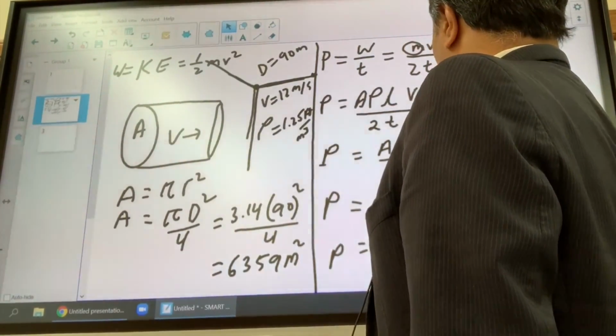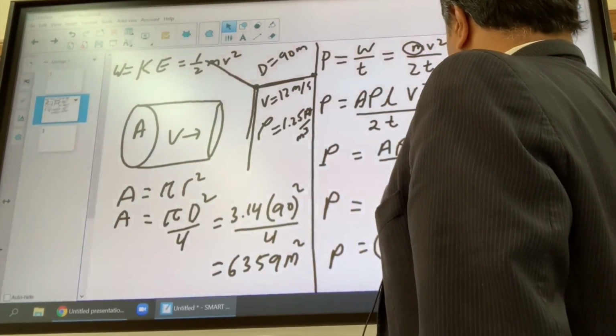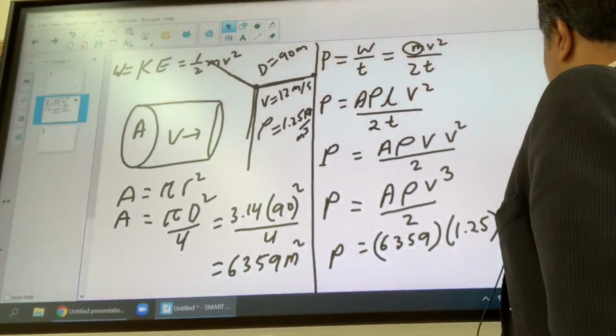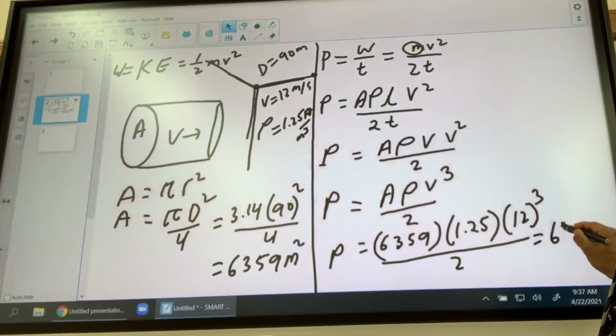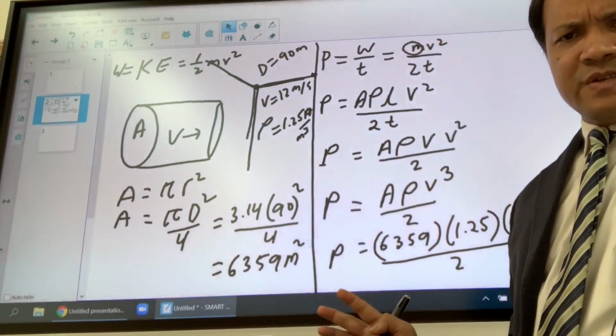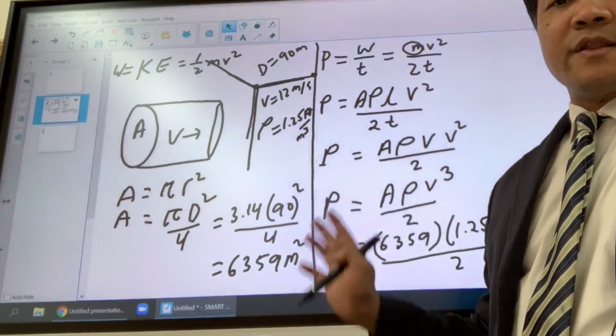So now power is equal to 6359 times rho, which is 1.25, times the velocity, 12 cubed, and then divided by 2, which is 6,867,720 watts. This is the physics of a wind turbine, and this is an example.